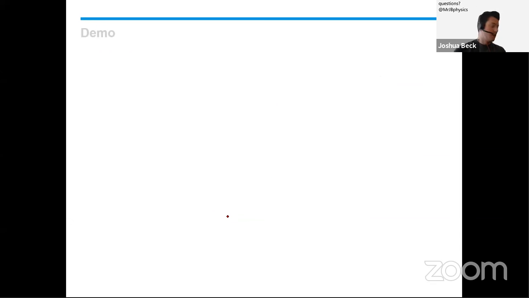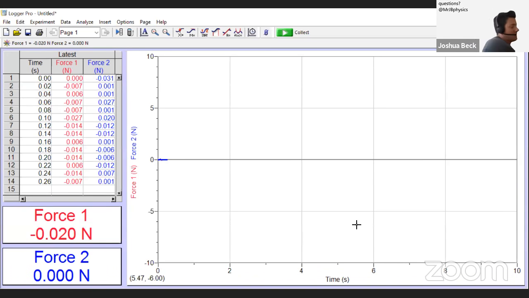Now, there's really nothing that we can do to prevent this from happening. It doesn't matter what type of collision this is. There's nothing we can do to prevent this from happening. You're going to get equal and opposite forces.